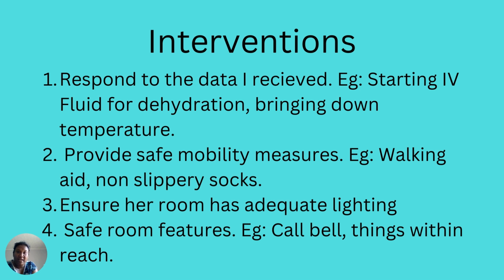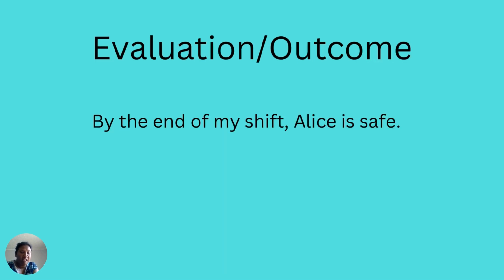All right. And let's talk about the evaluation or outcome. By the end of the shift, Alice is safe. I would not write by the end of the shift, Alice has no injuries or Alice has not had a fall, because that changes the framework to a negative one. Rather, I would write, by the end of my shift, Alice is safe, which is rather a neutral sentence, and it implies that you had a positive outcome for all your intervention.